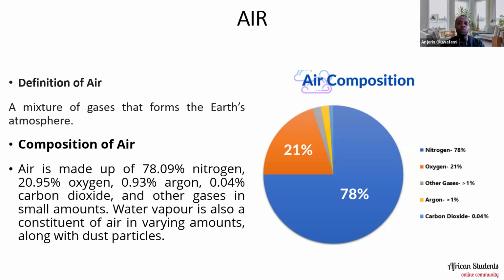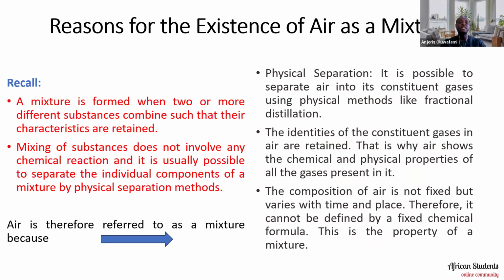Let's move on to the next one and look at this. Reasons for the existence of air as a mixture. Why do we say that air exists as a mixture? If you remember in our previous class, the very first class that we had, we talked about what a mixture is and how to identify a mixture. Don't forget that we said a mixture is formed when two or more different substances combine in such a way that their characteristics are retained.